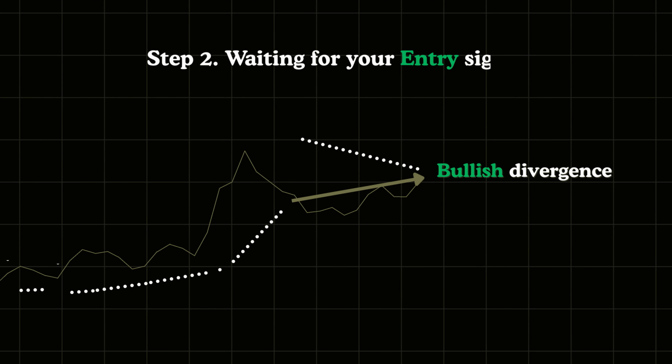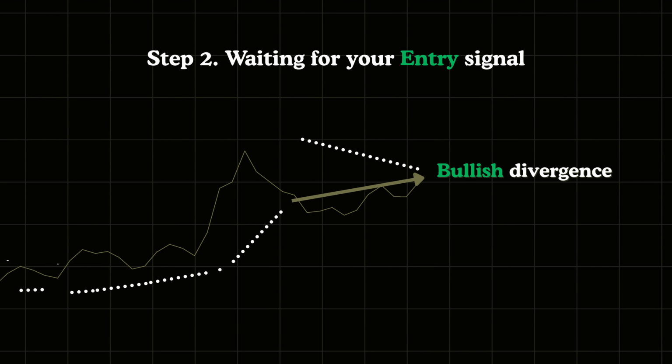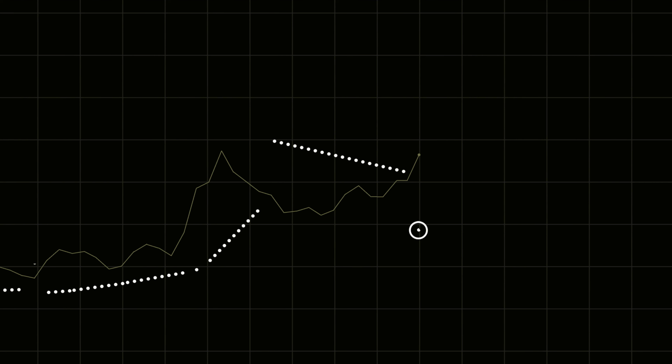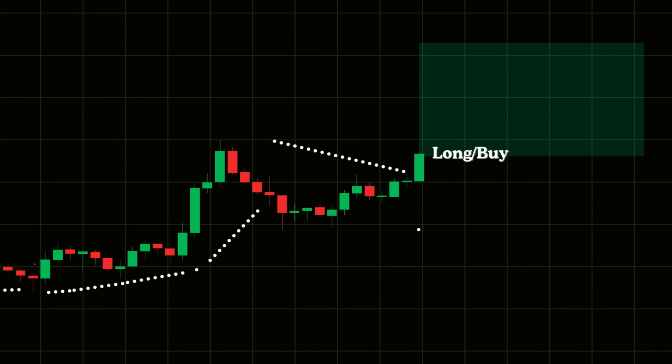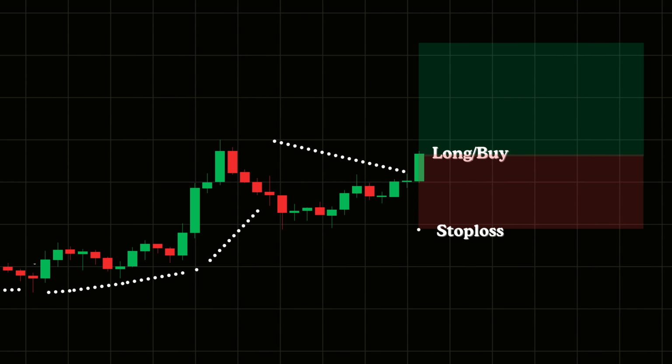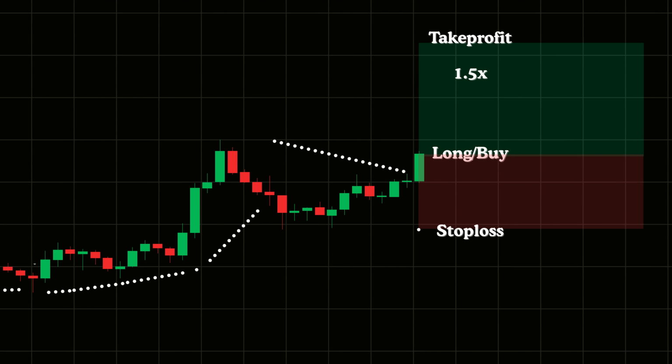Next, you'll need to wait for your entry confirmation. After spotting the bullish divergence, you confirm upward momentum by waiting for the parabolic SAR to flip below the price. When that occurs, it's your signal to open a long trade. Your stop loss can be placed at the parabolic SAR, and your profit target can be set at 1.5 times that distance. Now let's walk through another example.